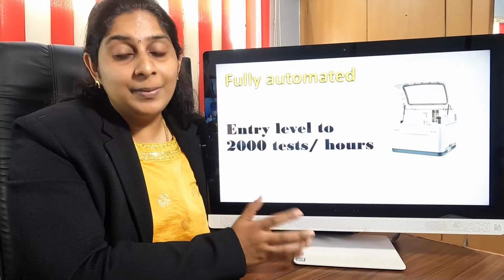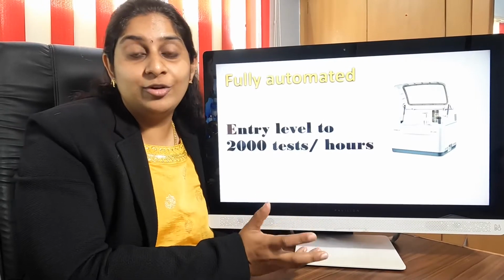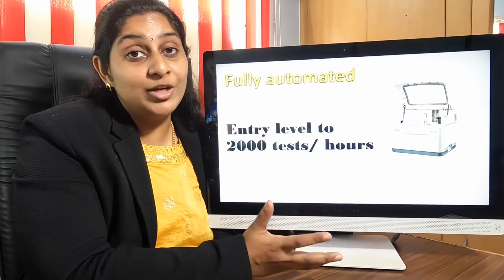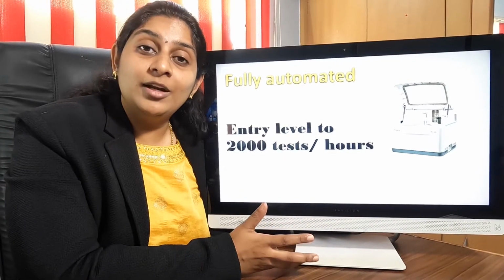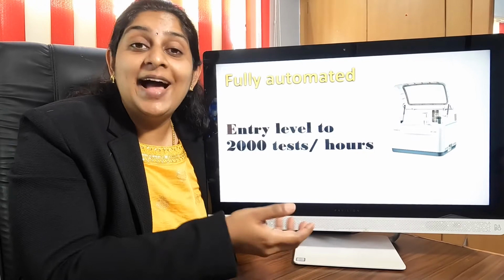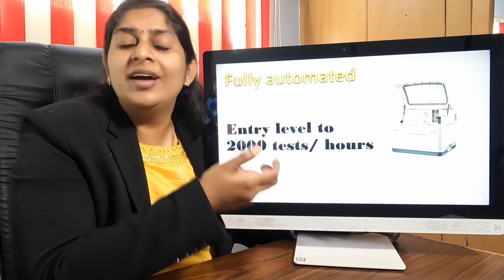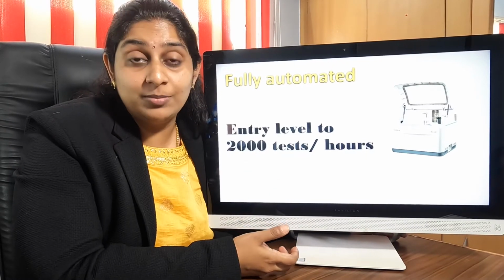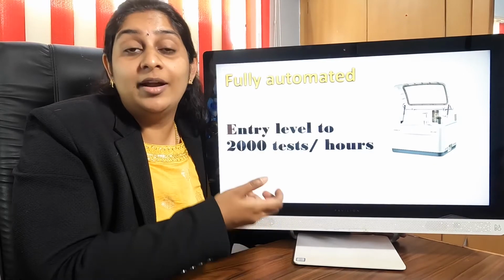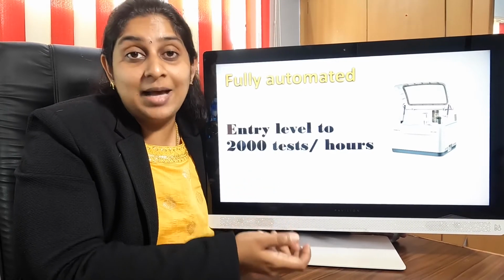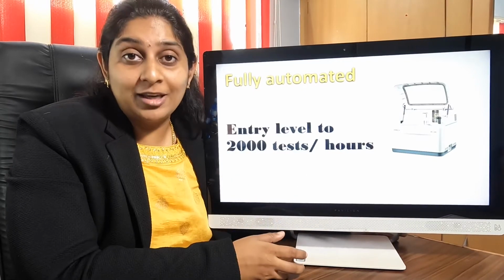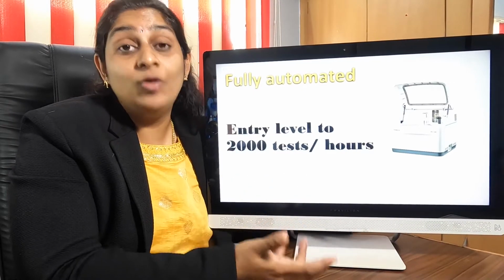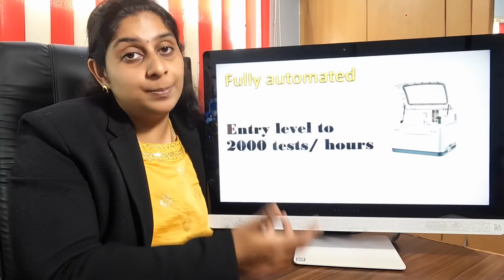There are a few differences between opting for a closed and open system, which I'm going to brief you on in this video. As you see, all the fully automated biochemistry analyzers usually come in a range. You can opt for an entry-level machine in which you can run around 100 to 125 samples per hour, and there are also big fully automated machines in which you can run around 2000 samples per hour.